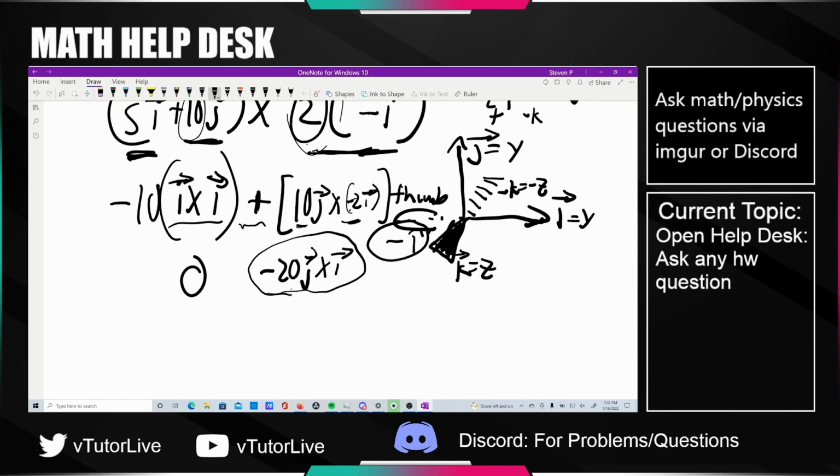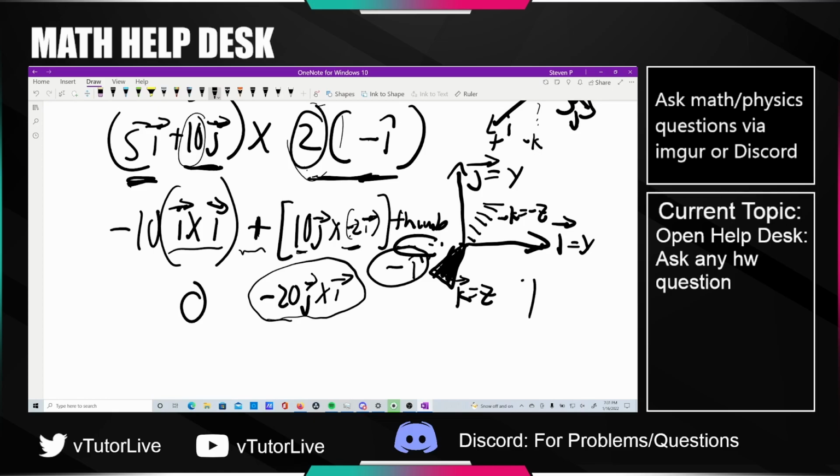What you're left with is minus 20j cross i, but we ought to be able to simplify this further. Because j cross i, that's something. What is that? Let's look at our diagram over here. What is j cross i? It's going to be k, whether positive k or negative k. I'll spend 20 minutes just trying to figure this out.